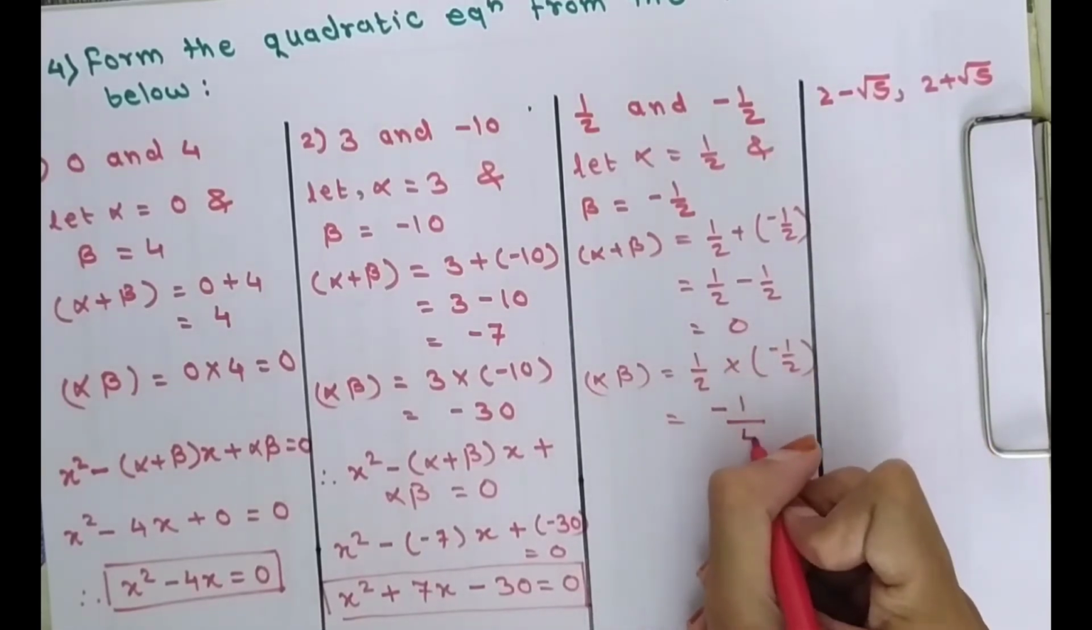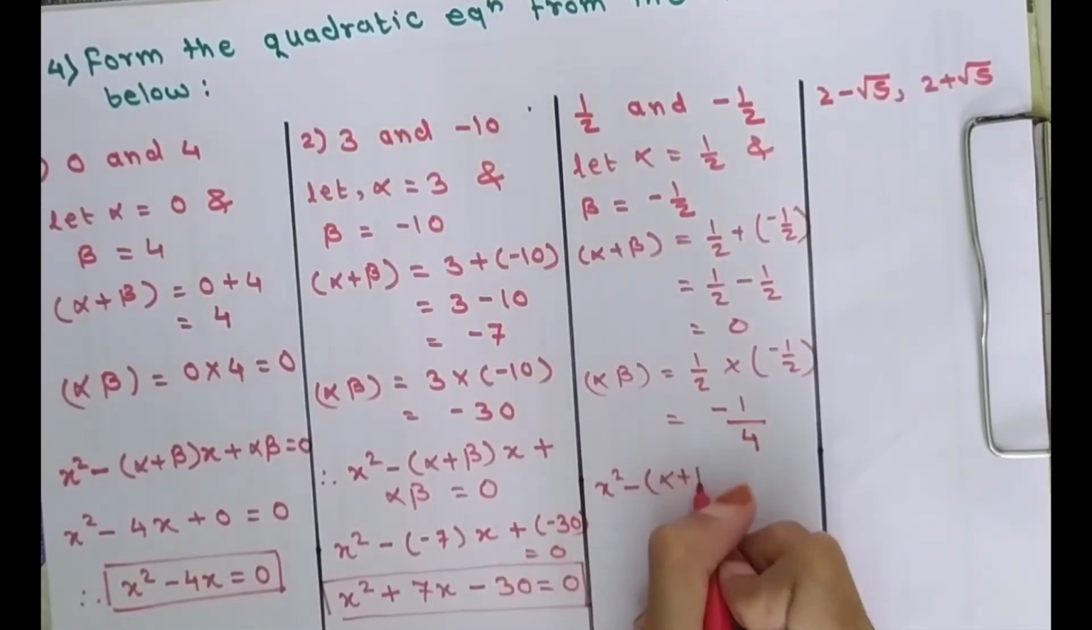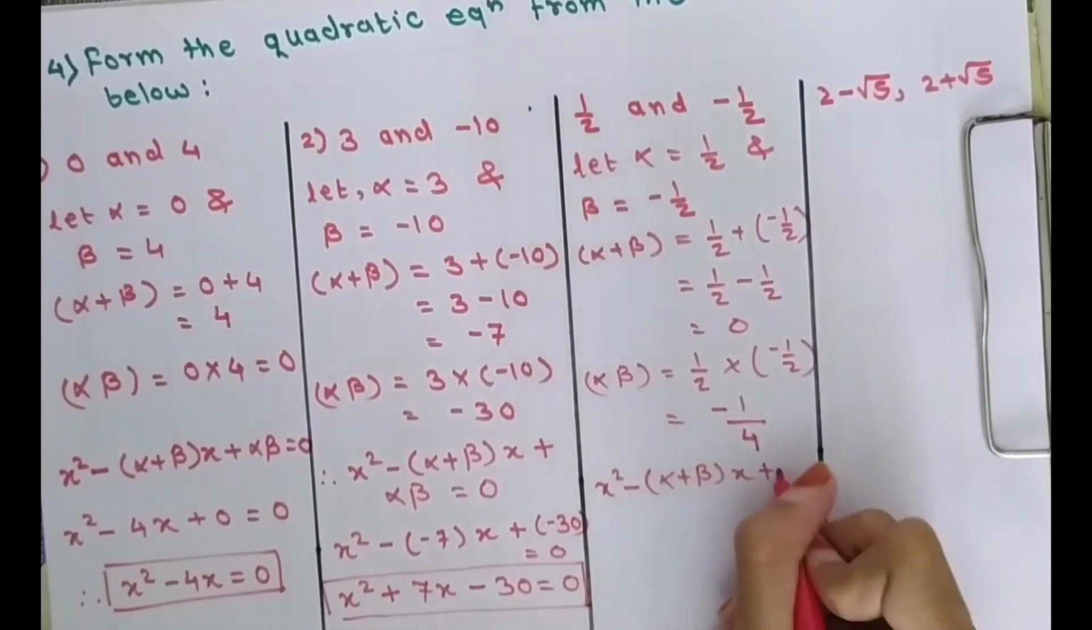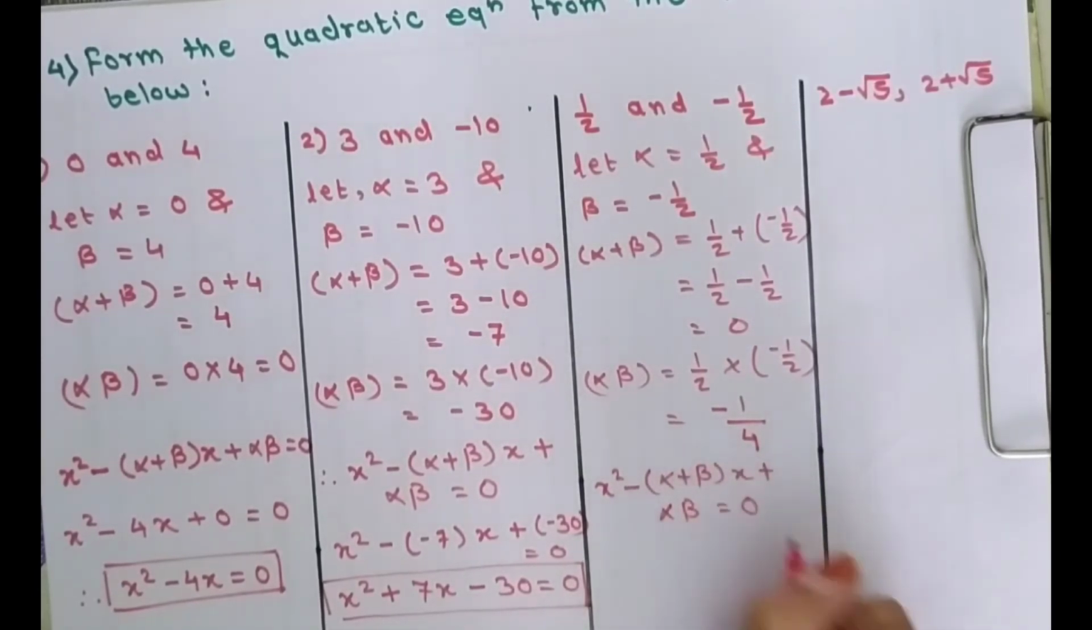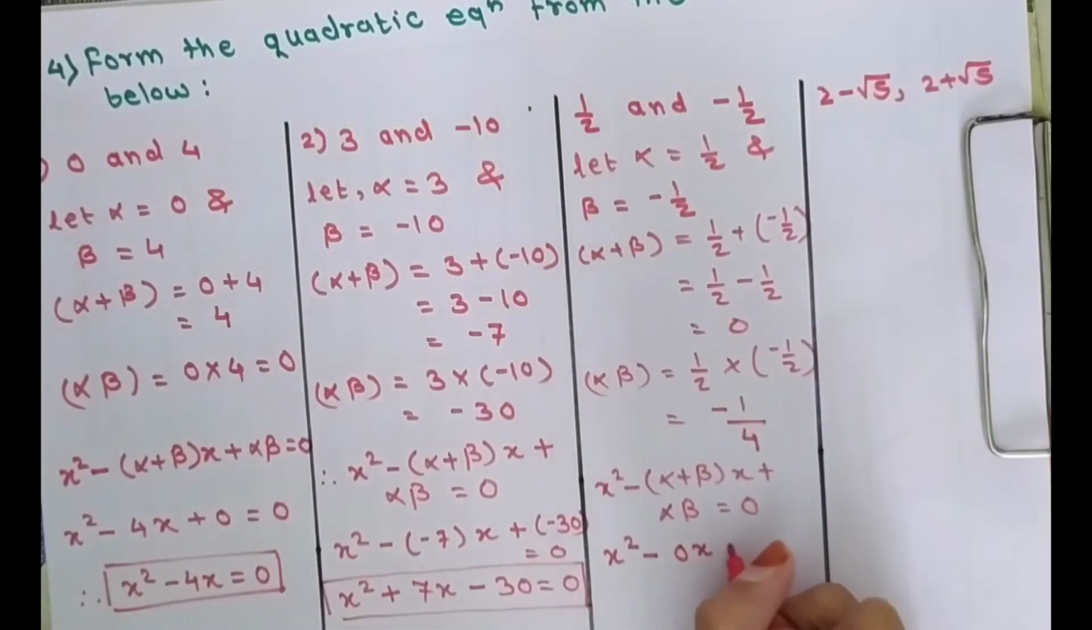2 into 2 is 4. So the equation is x square minus (alpha plus beta) x plus alpha beta is equal to 0. Here alpha plus beta is 0, so 0x plus alpha beta, which is minus 1 upon 4, is equal to 0. That 0 term is eliminated. So x square minus 1 upon 4 is equal to 0 is the equation.